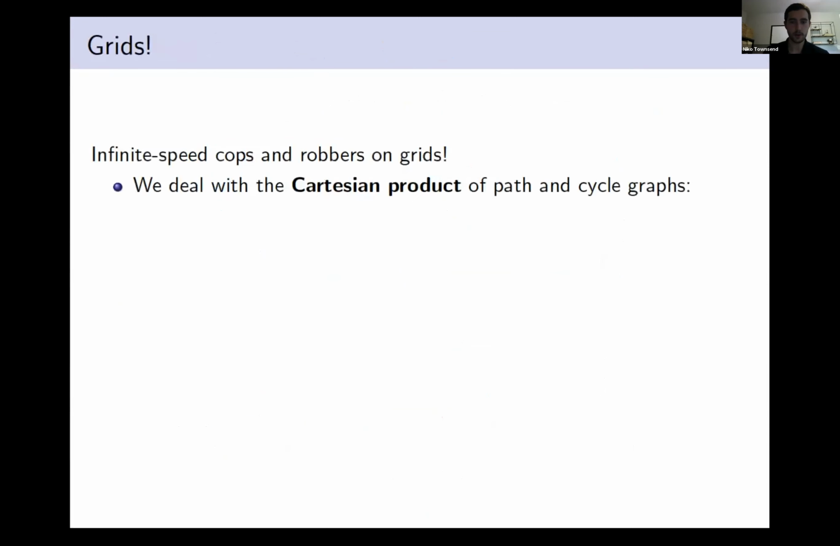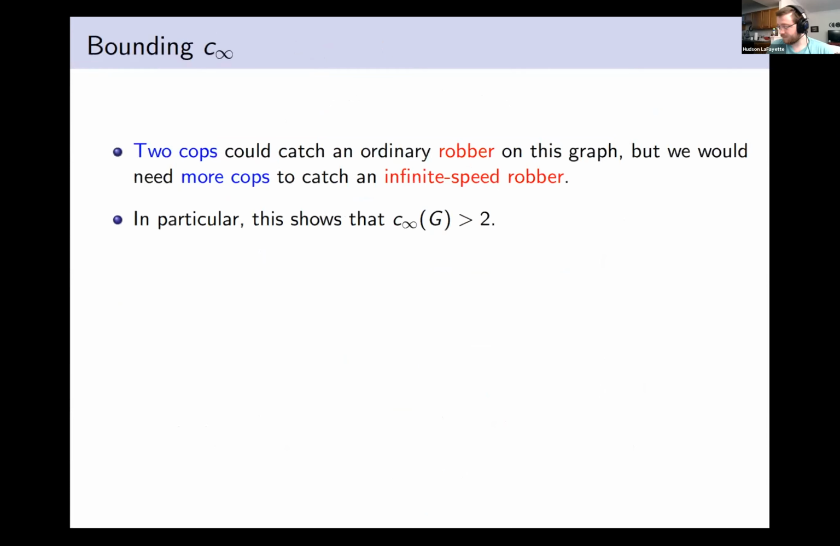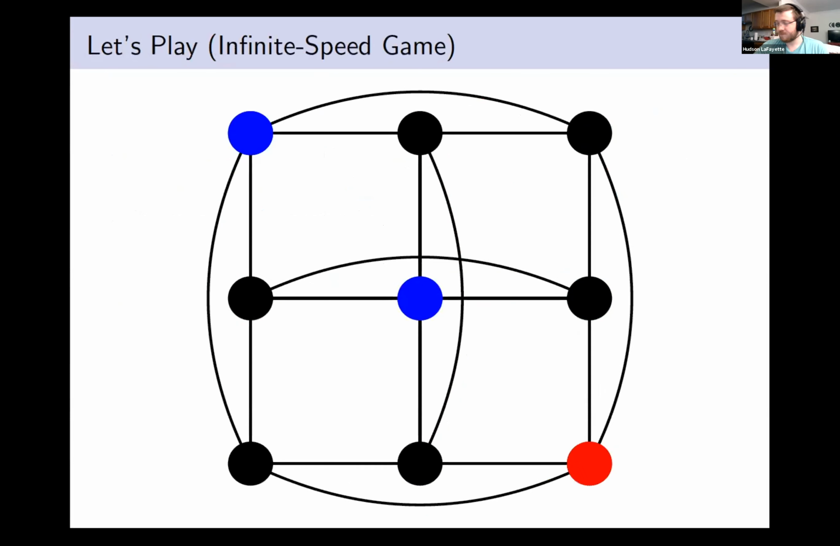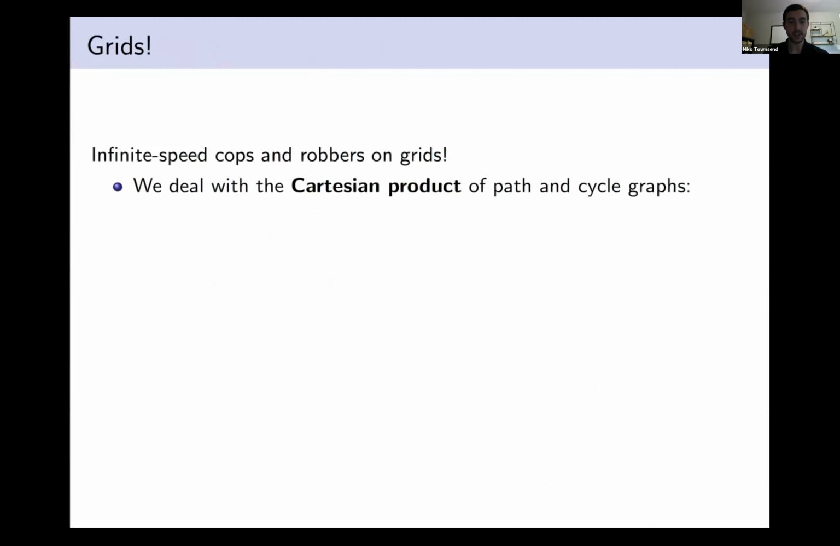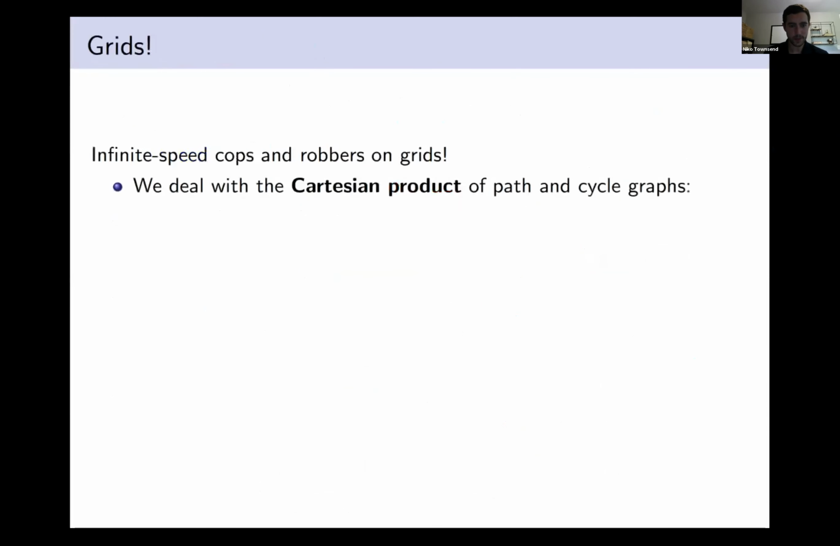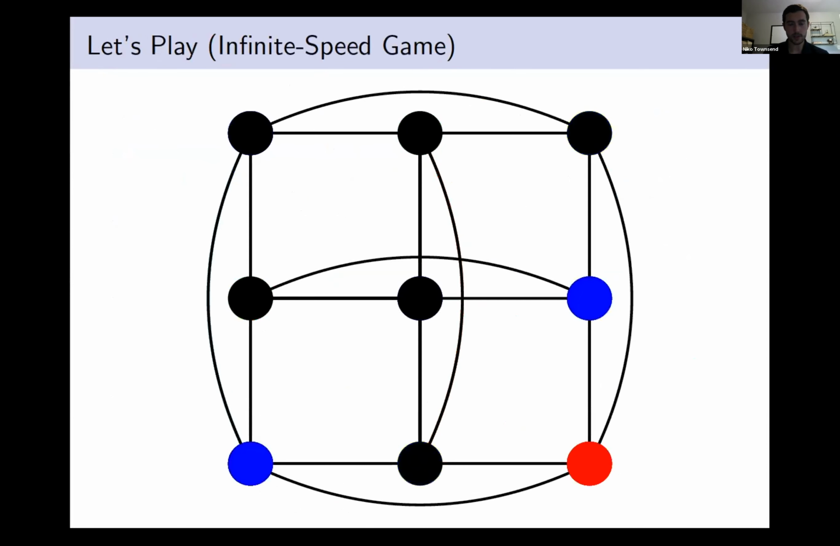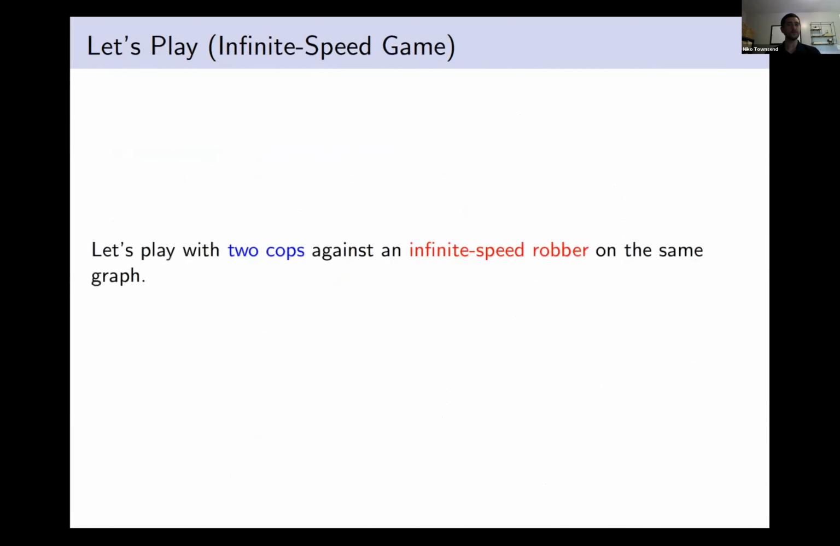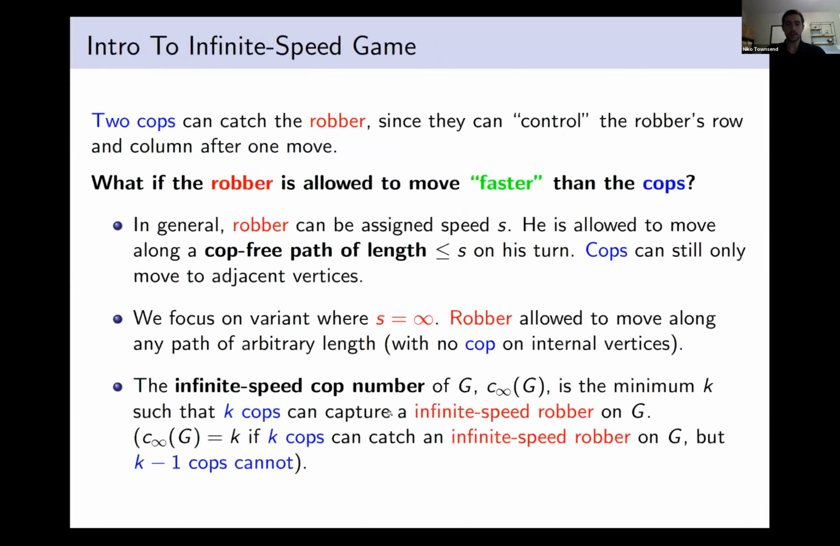Yeah, absolutely. The domination number of the graph is very closely related. If you have a dominating set, if you place the cops down, then they'll be able to win within one move, no matter where the robber goes.